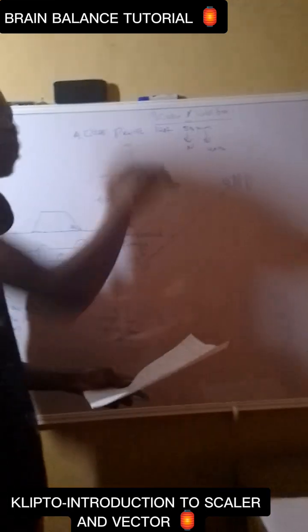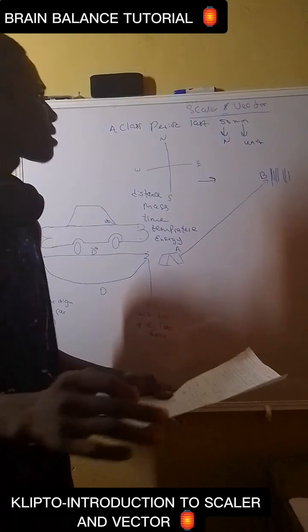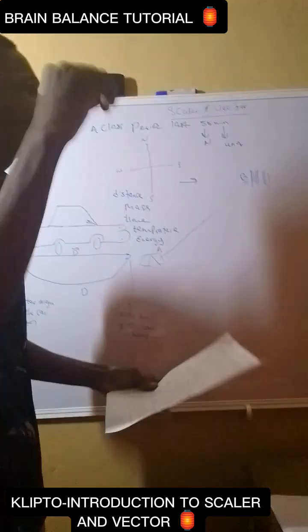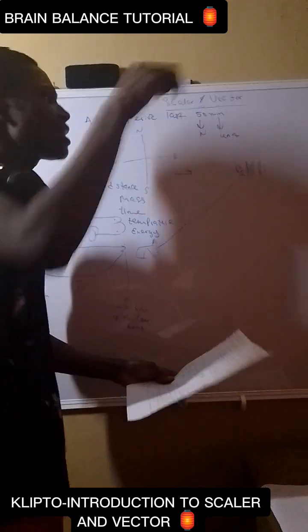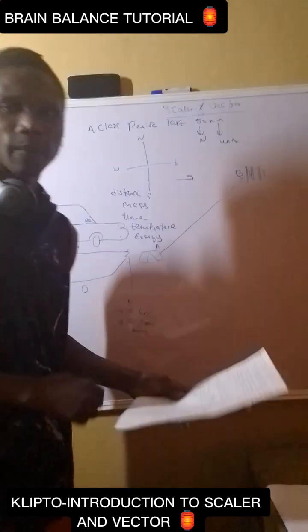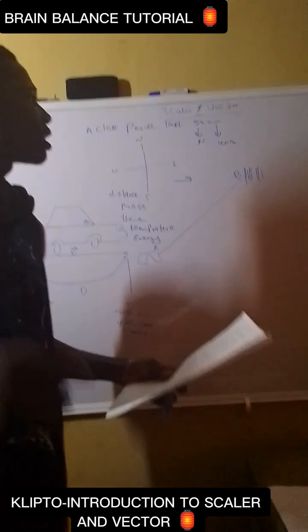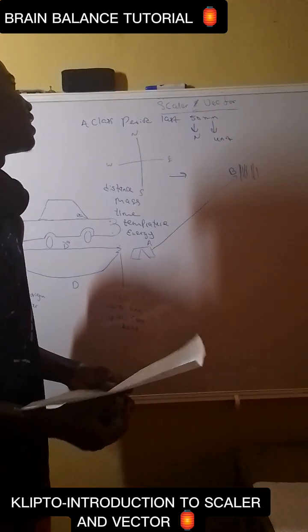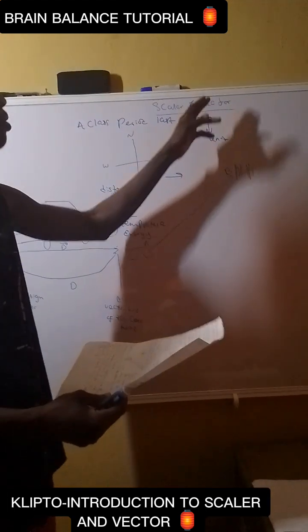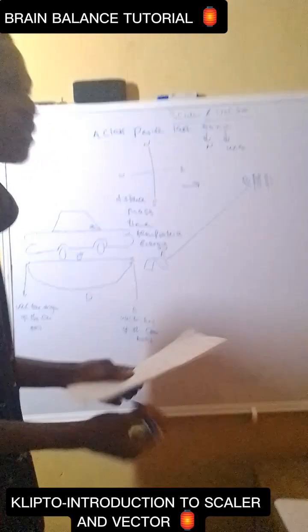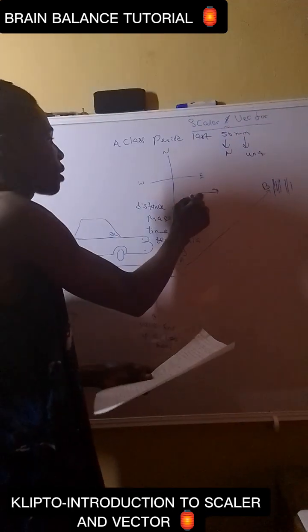So a quantity which has only magnitude, like mass, is what we call a scalar quantity. While the one which has not only magnitude but also a direction, are you with me, is what we call a vector quantity. And in this kind of category, this one is higher than this one. And like I said, we have different examples of vector also.